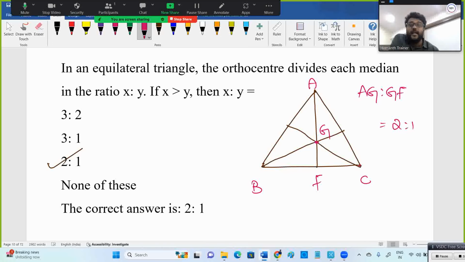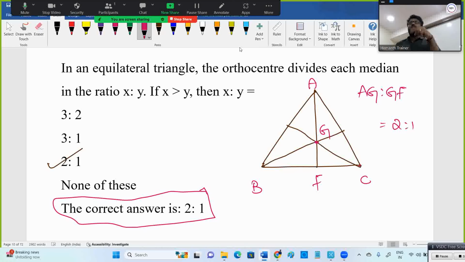They want, sometimes 1:2 also when they given X greater than Y. People can say, sir, they didn't given whether it is AG, GF or GF or AG. It can be 1:2 also you can claim. That's why they clearly mention X greater than Y. And this AG is twice than GF. It's related to geometric concept. There is a lot to discuss. We can draw the diagram and using that also you can try.